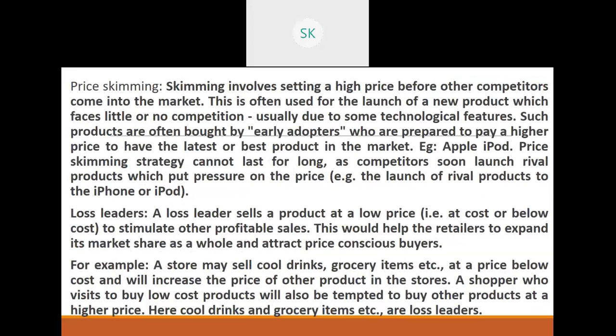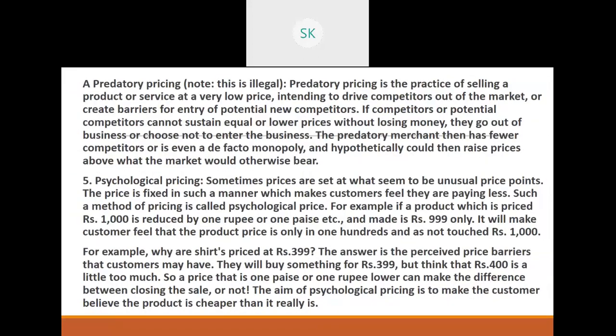In loss leaders, they reduce the price of a few products in the store and increase the price of a few other products in the store, which means they are trying to balance the prices. Then predatory pricing, which is illegal in India because they cannot keep the lowest price for any of the products. They are supposed to have a proper price, or they have to maintain competition pricing. So that is predatory pricing.